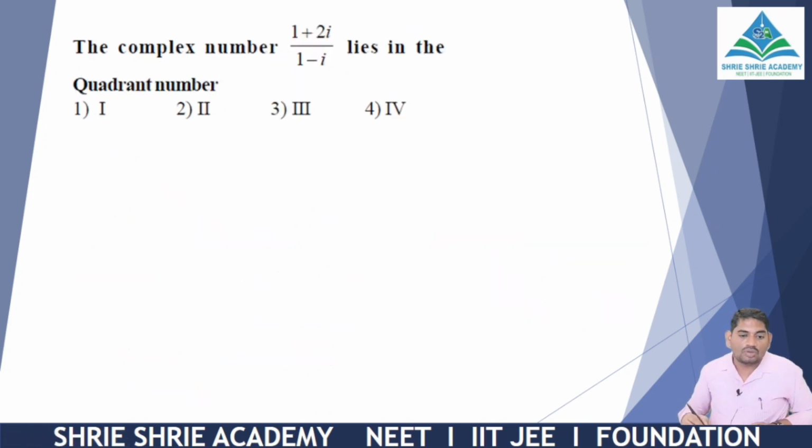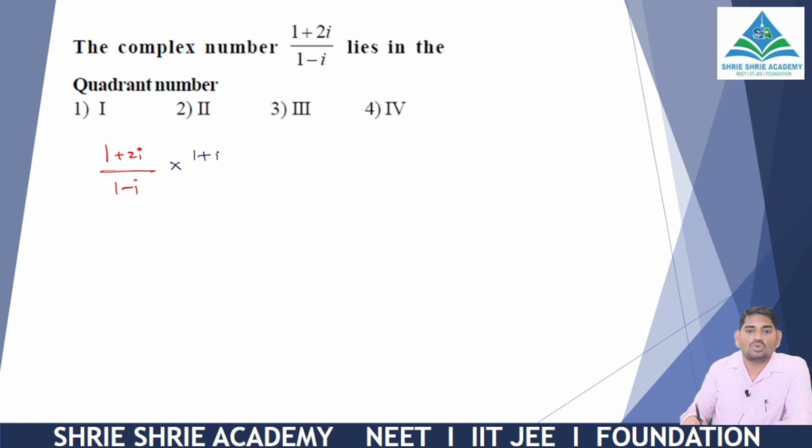Then let me discuss one more question. The complex number 1 plus 2 iota divided by 1 minus iota lies in which quadrant? Here we can separate the real part and imaginary part. How can we separate the real and imaginary parts? We just take the conjugate for the denominator.